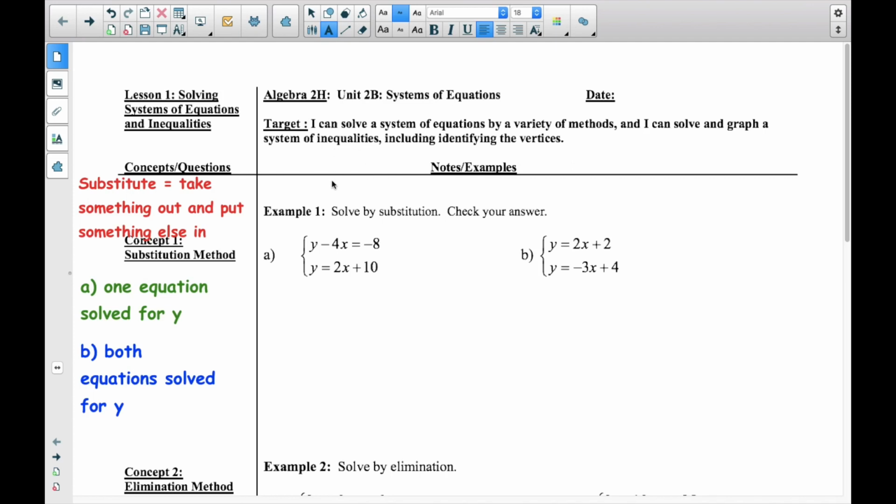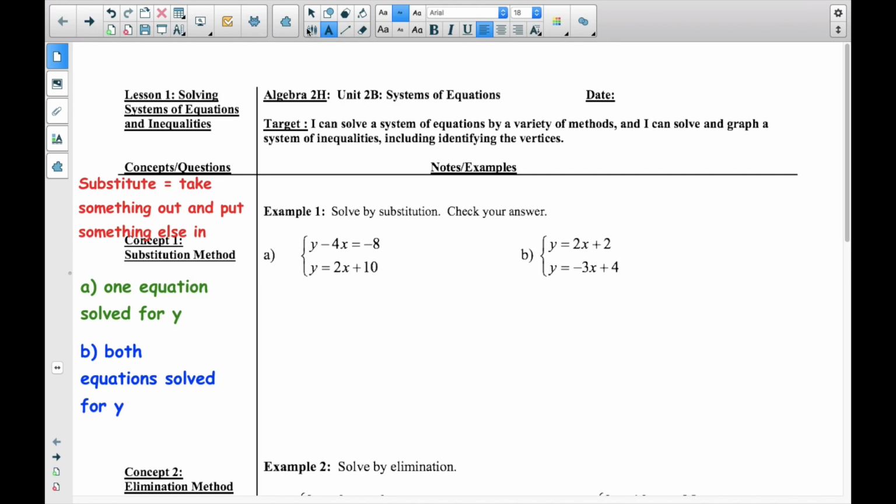Our first method that we're going to talk about today is substitution. If you think about the word substitute, it means to take something out and put something else in. And sometimes people in this method forget to take out what they need to take out. So make sure you're taking things out when you do this method.